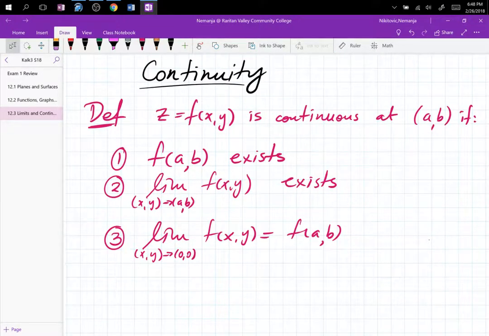So absolutely same stuff as in Calc 1, except now it's in 3D. Clearly we're going to take a look at a few wonderful examples. And then the continuity propagates the same way as you go.